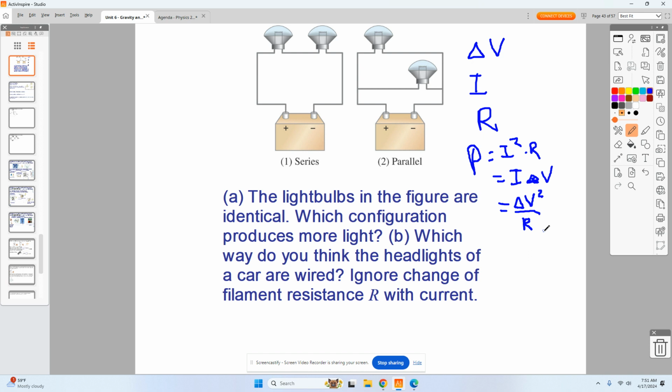We know that if this is a 12-volt battery, would you guys agree that each of these light bulbs up here gets 6? Would you agree that each of these up here get 12 as far as delta V? Okay, good. So the voltage is shared. The voltage is the same as a battery, as a supply. Okay. How about current? How much more current does this one have compared to that one? We don't know what the value of R is, so we can't actually calculate the current, but we can do this as a proportion. Would you say that there's more current in this line than in that one?